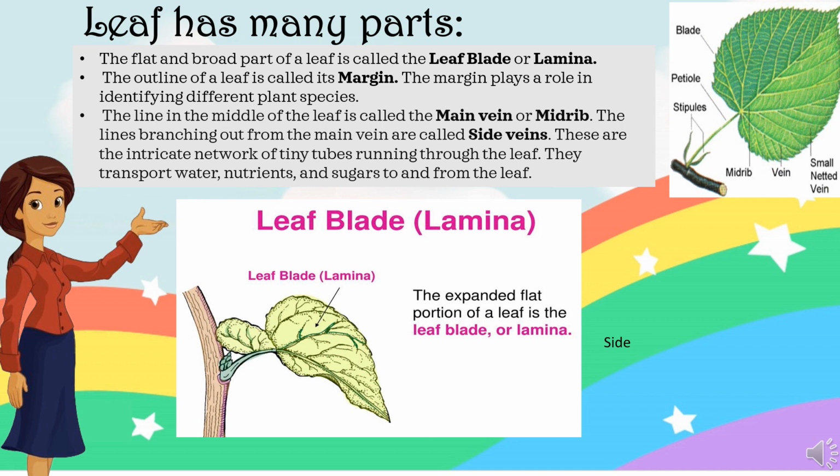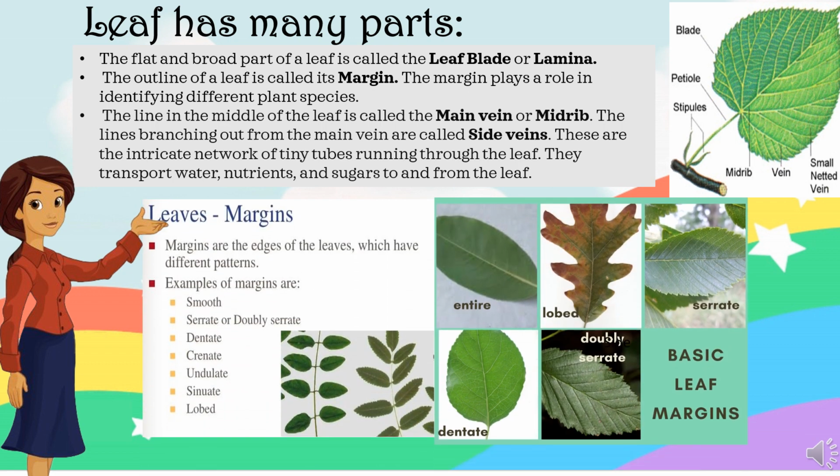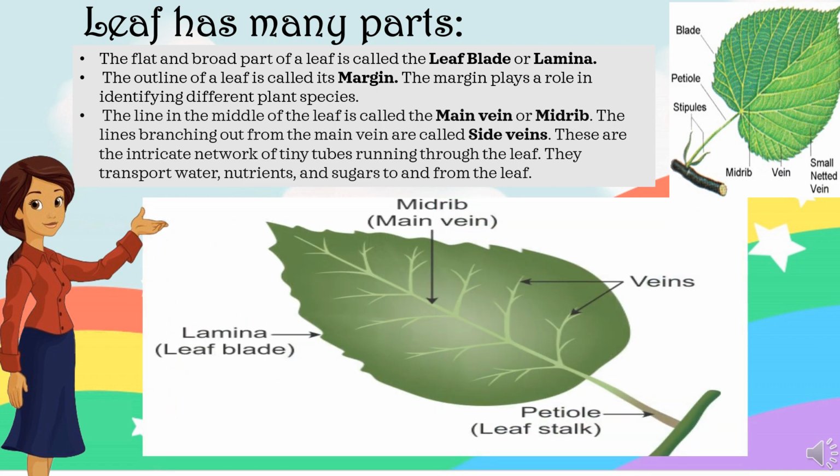Next comes the margin. The margin of a leaf refers to its outer edge. It can have different shapes, such as smooth, serrated, with teeth, or lobed, with rounded or pointed projections. The margin plays a role in identifying different plant species and may also affect how the leaf interacts with its environment.